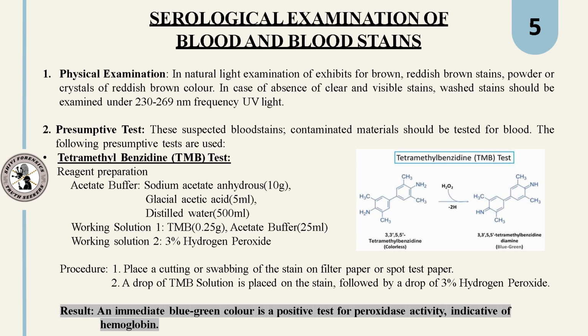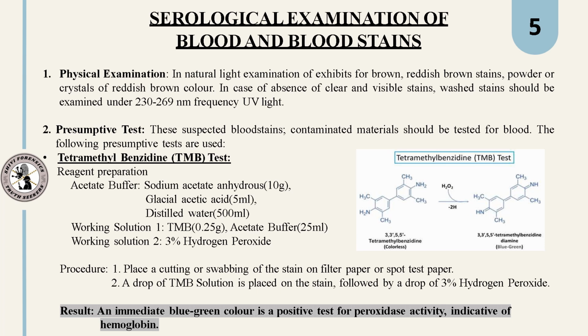Now the main component of this test is TMB. Why? Because as you can see in this picture, we have tetramethylbenzidine, which is colorless. But in the presence of hydrogen peroxide, it will lose two of its hydrogens and make a double bond. And then it will become tetramethylbenzidine diimine, and it will show a blue-green color.